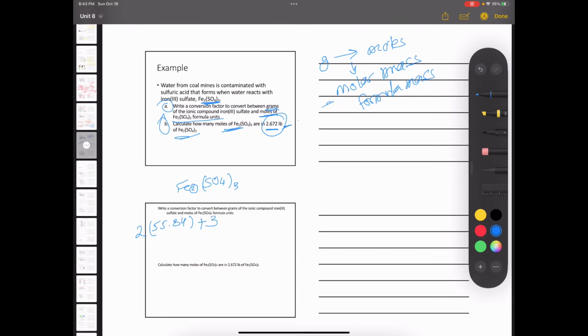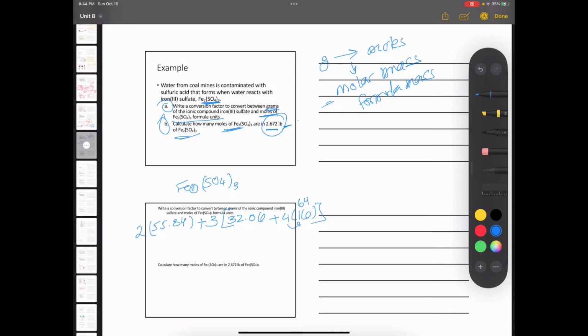Plus, I have 3 of the sulfate, so I'm going to open a big parentheses here and multiply by 3. So I have the sulfur. The atomic mass for sulfur is 32.06. Sorry about that. Plus, for the oxygen, I have 4 of the oxygen. So I have 4 times 16.